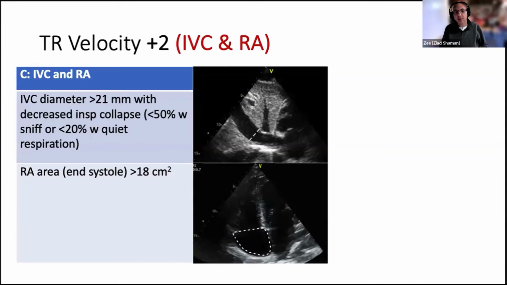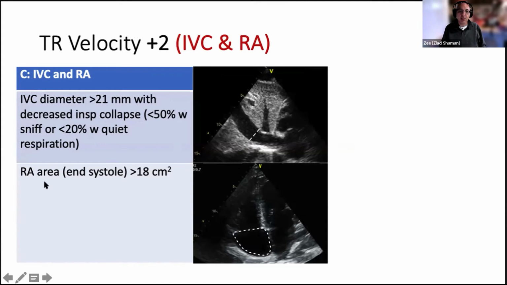Finally, the IVC and the RA. If the IVC is more than 21 millimeters with a collapsibility of less than 50 with a sniff or less than 20 with quiet respiration, then you get a point. That means the right atrial pressure is very high. This buys you a 0.4 higher chance of pulmonary artery hypertension, or pulmonary hypertension.